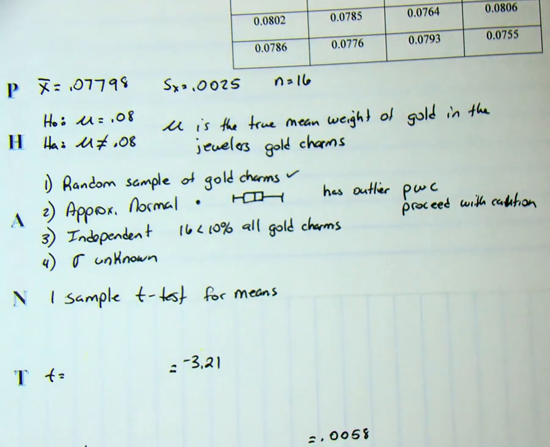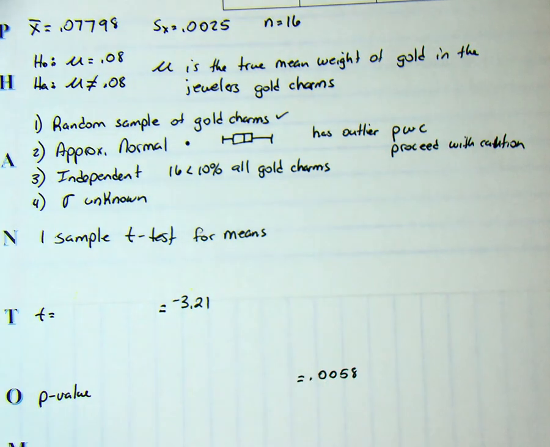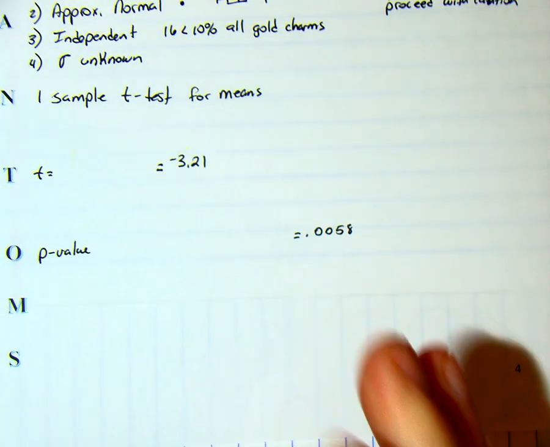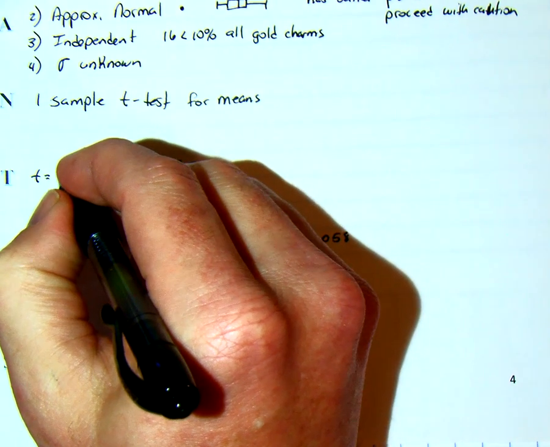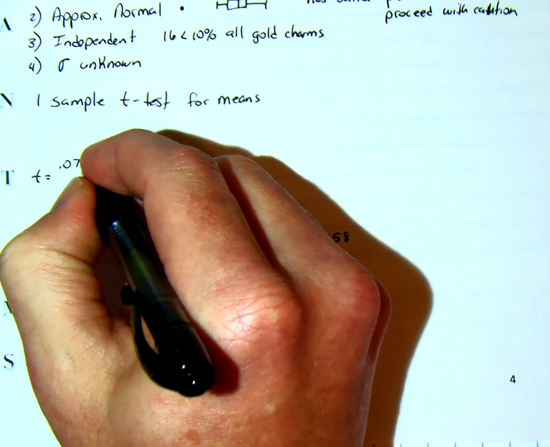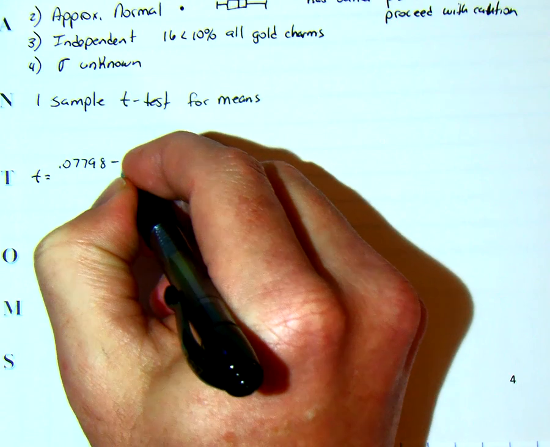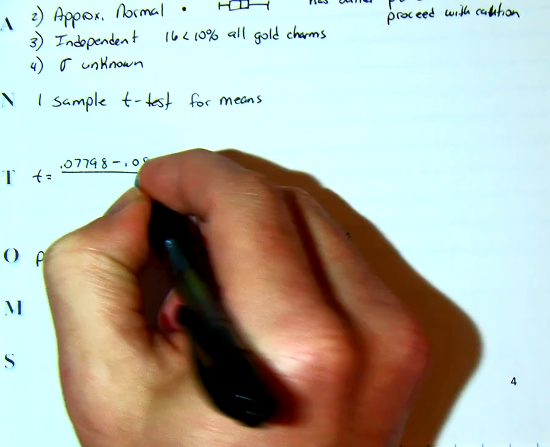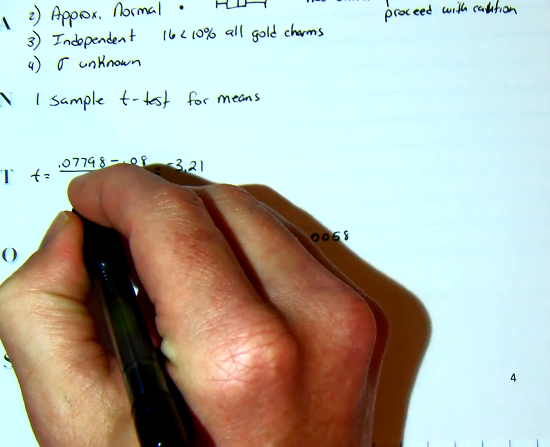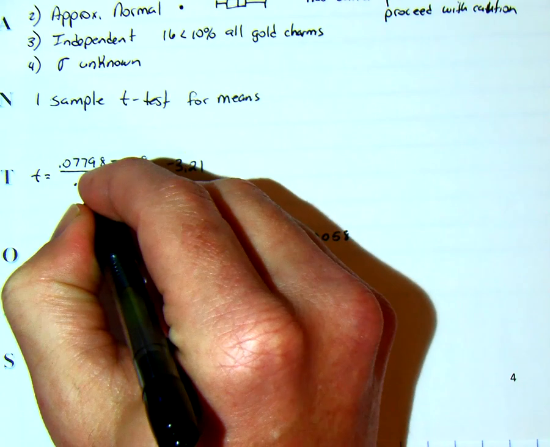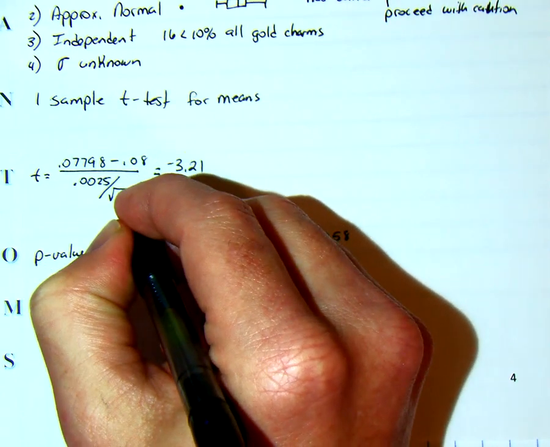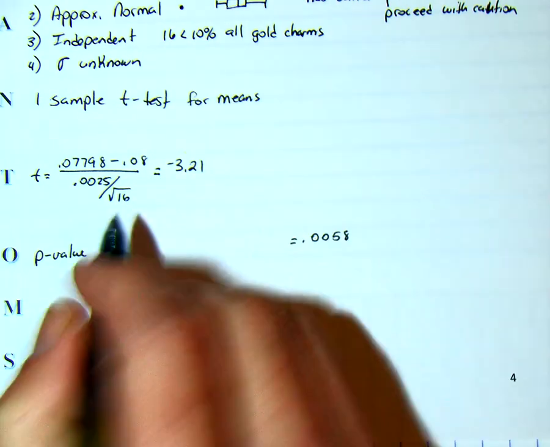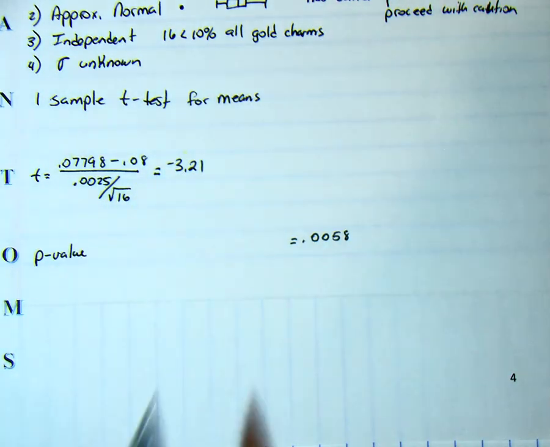All right, so we know that we're going to do a 1-sample t-test for means. Now, just for our sake, we're going to need the observed. We observed a mean of 0.07798. We expected a mean of 0.8. We're going to divide that by my standard error, which is my standard deviation divided by the square root of my sample size, which is 16. So that number should give me something that's very, very close to negative 3.21.